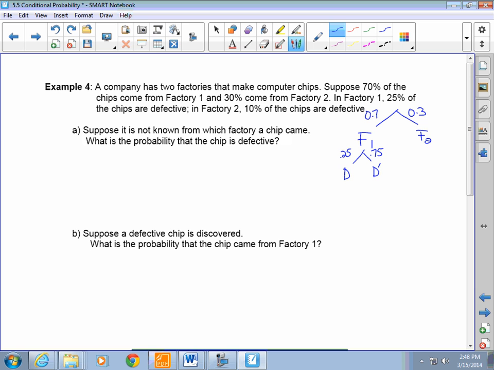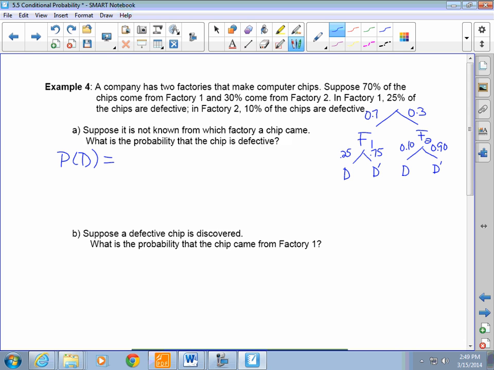In factory 2, if we look at defective and not defective, the chances of them being defective in factory 2 are 10%. So that means the chances of them being not defective is 90%. For the probability of them being defective, we have to look at what's defective in factory 1 and what's defective in factory 2.